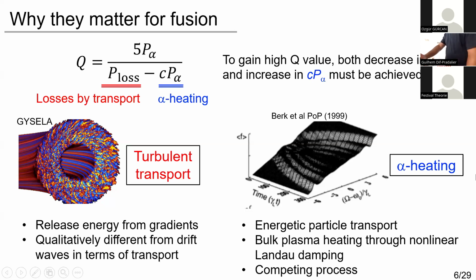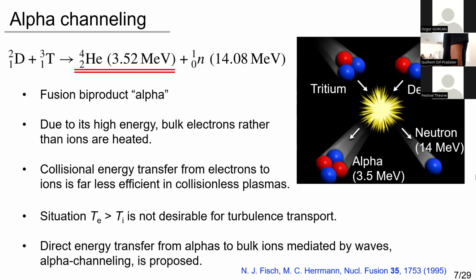So today I will focus especially upon the wave particle interaction between energetic particles and waves. So let me go into more detail about the alpha channeling. Alpha channeling is a scenario where the fusion byproduct alpha sustains the plasma by heating the plasma.